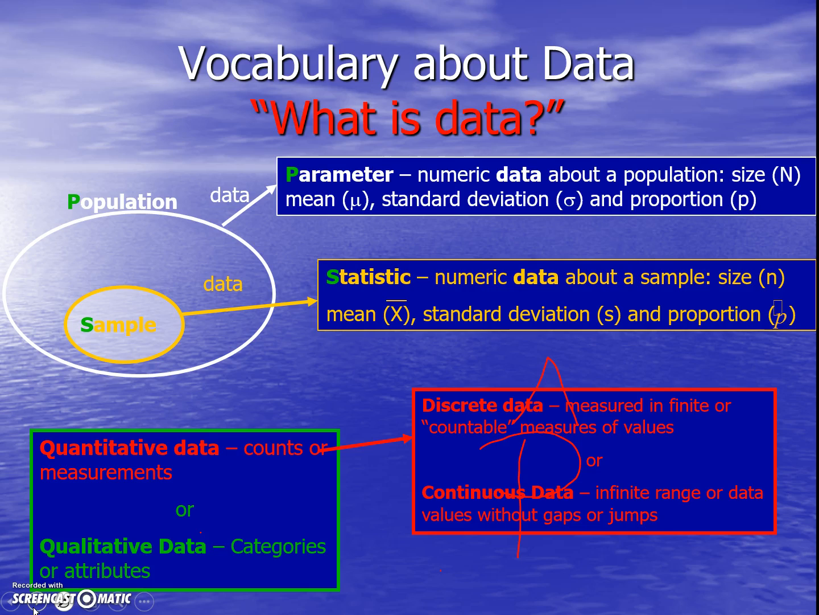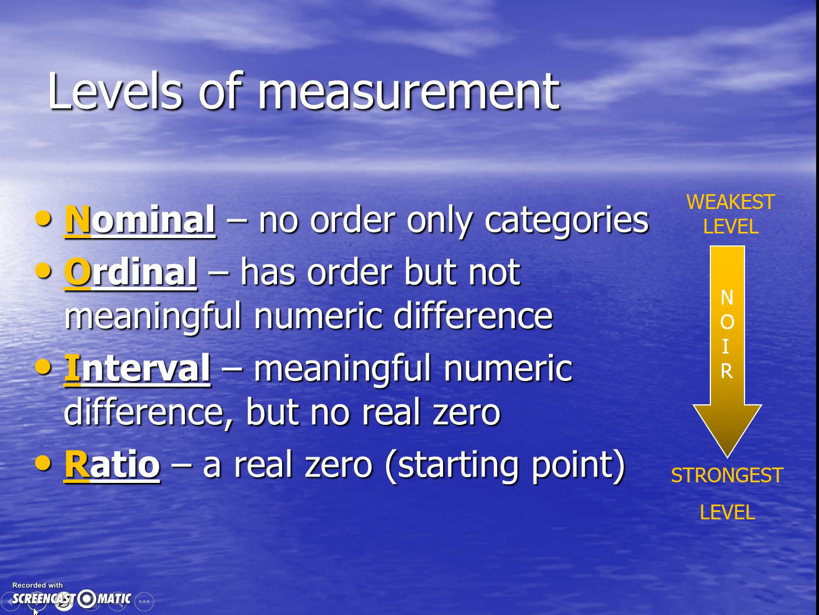I'll go over examples of this stuff in class. The levels of measurement are nominal, ordinal, interval, and ratio. Nominal is the weakest and ratio is the strongest. Nominal has no order, only categories. Ordinal has order but no meaningful numeric difference. Interval has meaningful numeric difference but no true zero.